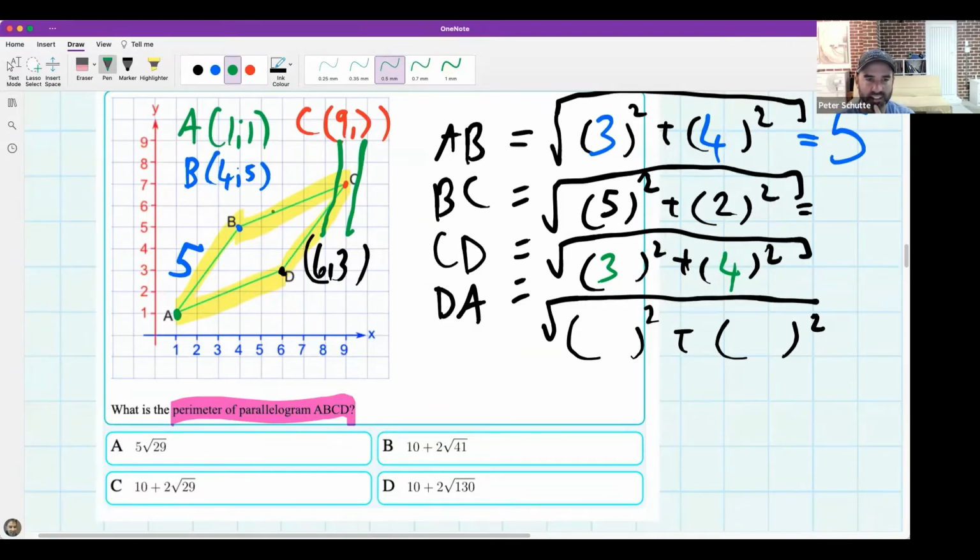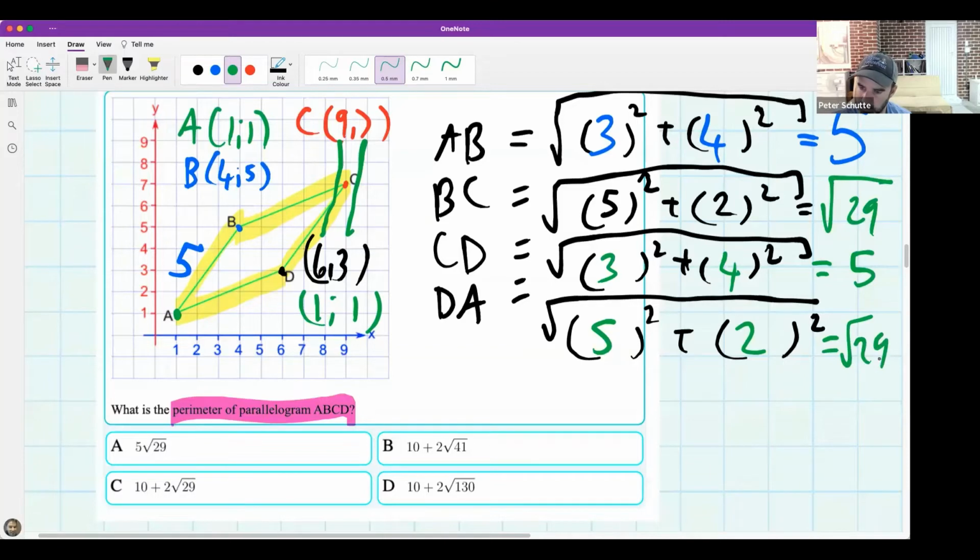And then what's the last one? The last one is DA. Now, what is DA going to be? I'm just going to write my A's below here. And so I go 6 minus 1 is 5. And then I go 3 minus 1 is 2. Okay, so this is going to be the square root of 29. This is also going to be 5. And then this is going to be the square root of 29.